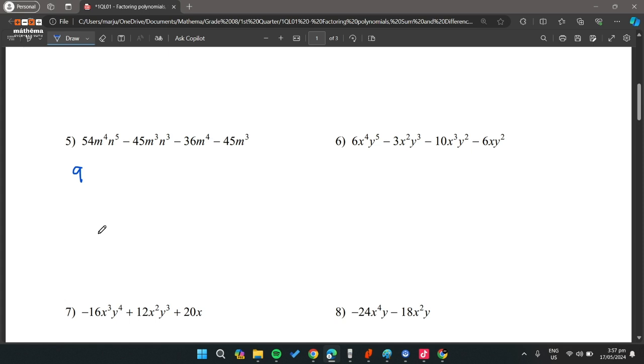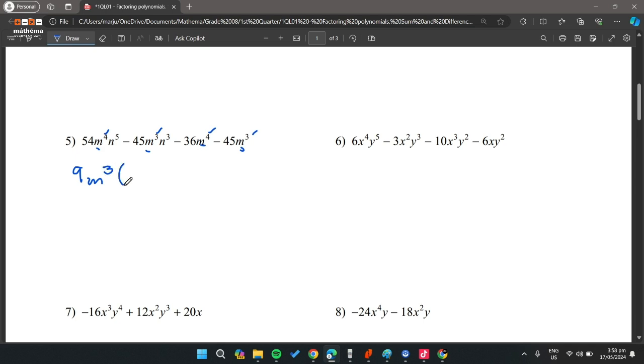In the variables, the only thing that is common is what? We will only take m. M lang yung common sa kanila. M, m, m. So, m. And then, what is the lowest exponent of m? Ano yung pinakamababang exponent ng m? We have 4, we have 3, we have 4, we have 3. So, the lowest power is 3. So, we will do m cubed.